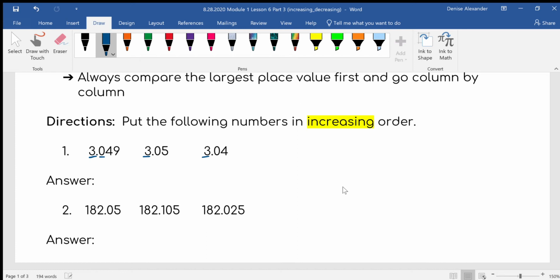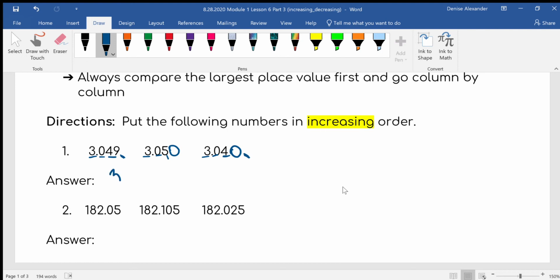I'm going to look at my tenths. I have a 0, a 0, and a 0. I'm going to leave it alone because guess what, you guys? They're all the same. Now I'm going to look at the hundredths. I have a 4, a 5, and a 4. I have 2 4s, you guys. Okay, so I'm going to add a last number. I have the 9 and a 0. Which one would go first, 9 or the 0? Because they're both 4s. You're right, it is the 0.